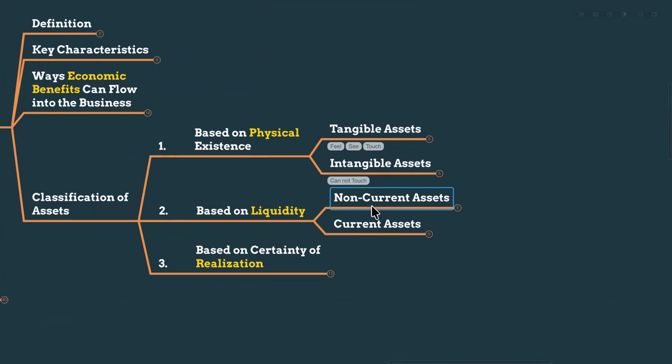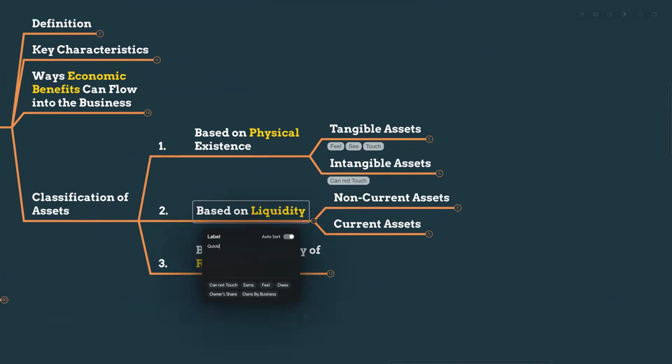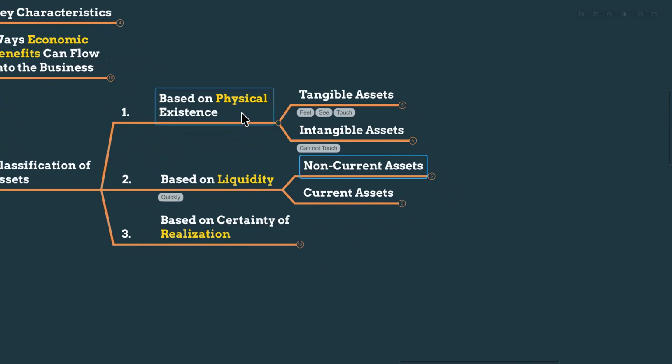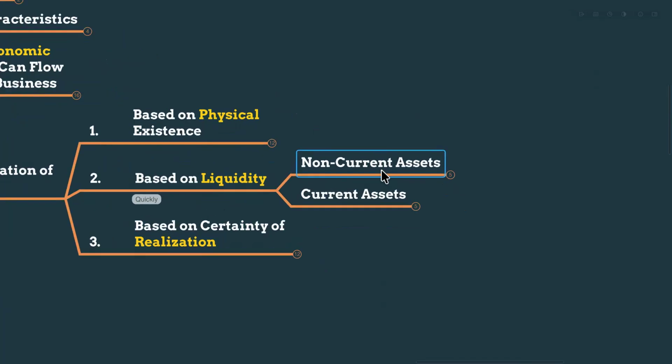Based on liquidity. So first, what does liquidity mean? Liquidity is about how quickly you can convert an asset, my dears. It's about quickness, right? How quickly you can convert an asset into cash. Some assets you can turn into cash in hours. Sometimes it will take years, right? So on that basis, we are going to classify two things: non-current assets and current assets.